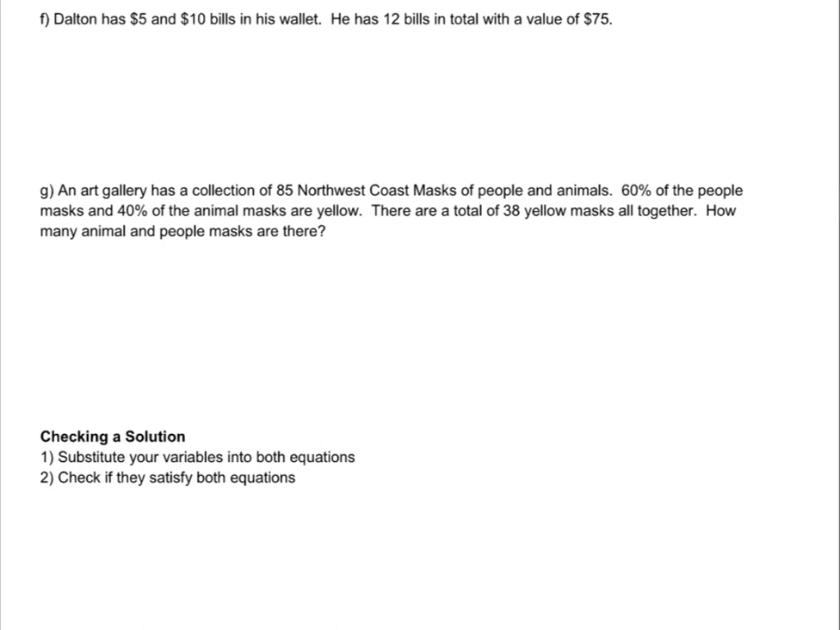Next example here says Dalton has $5 and $10 bills in his wallet. He has 12 bills in total with a value of $75. So here we go. We have $5 and $10 bills. There are 12 bills in total, and he has $75. So I'm going to say T is equal to my $10 bills, and F is equal to my $5 bills. You must write your let statements defining your variables every single time.